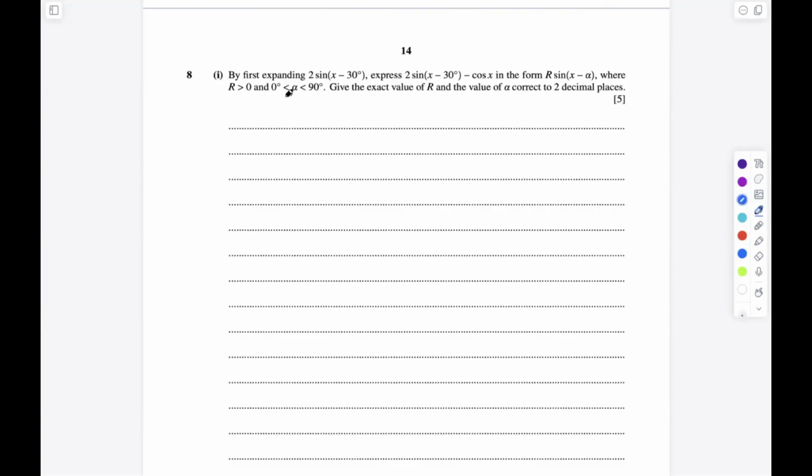In question 8, by first expanding 2 sine of x minus 30, we have to express 2 sine (x minus 30) minus cos x in the form r sine of (x minus alpha). So we know that sine of (a minus b) is, in short form, sine a cos b minus cos a sine b. So in this case, we have sine of (x minus 30). This will become sine x cos 30 minus cos x sine 30.